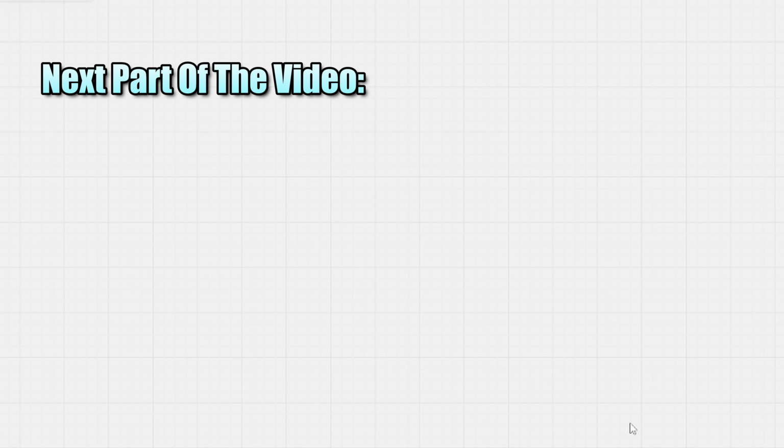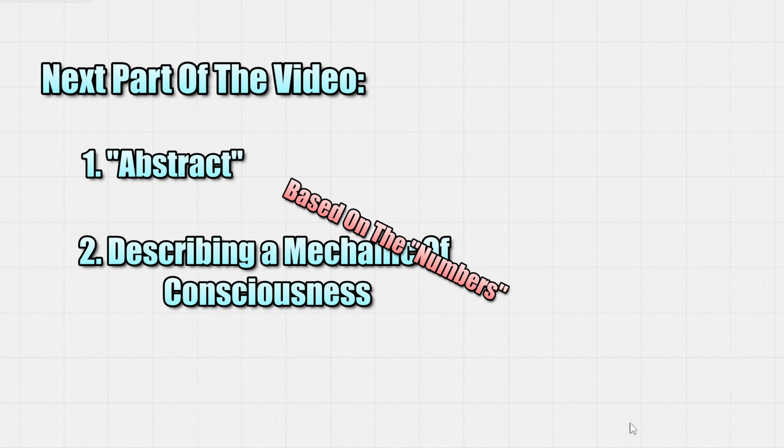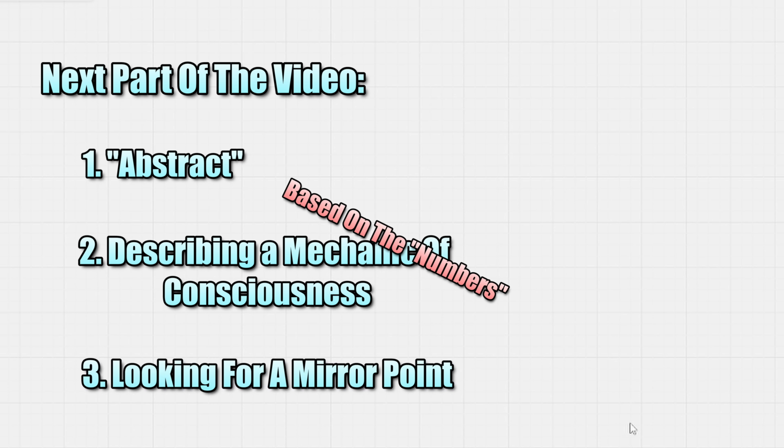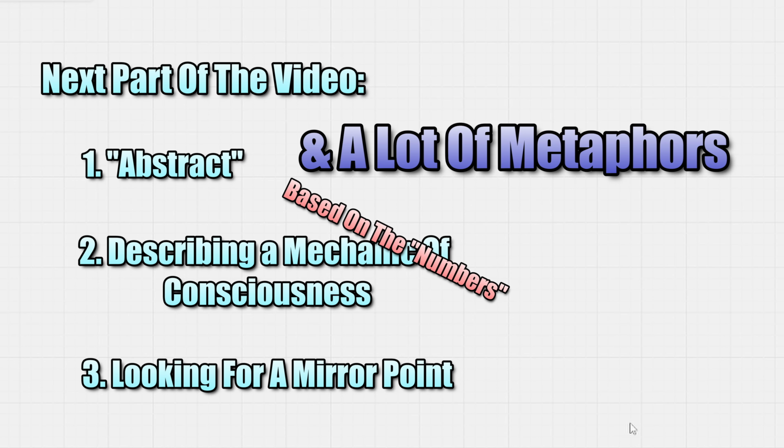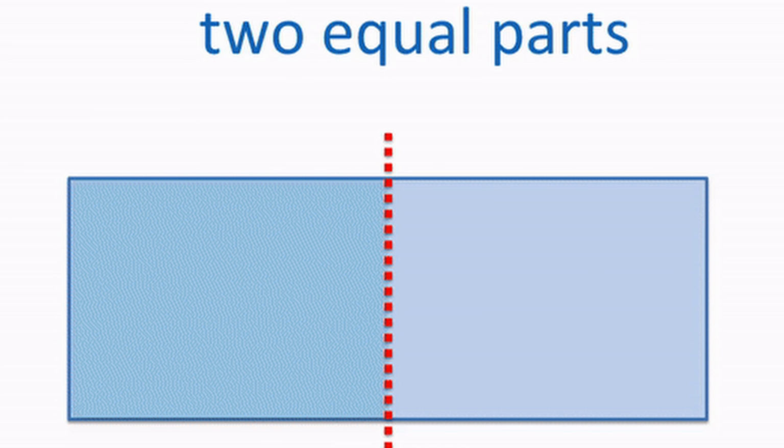All right, for this next part of the video, it's going to be very abstract, because I'm going to be describing a mechanic based on the numbers, based on the concept of looking for a mirror point within ourselves, and a lot of metaphors, because we're explaining consciousness itself. So for this, you're going to have to try to follow the weirdness. Because consider your mind as if it has two halves, really quick. This is kind of how humans, the average person, see the world.